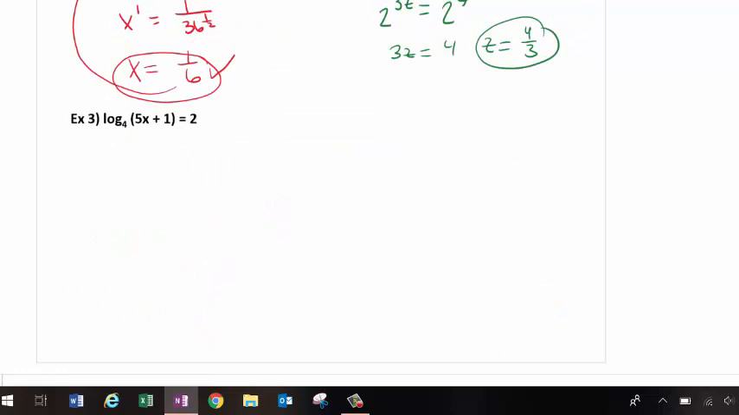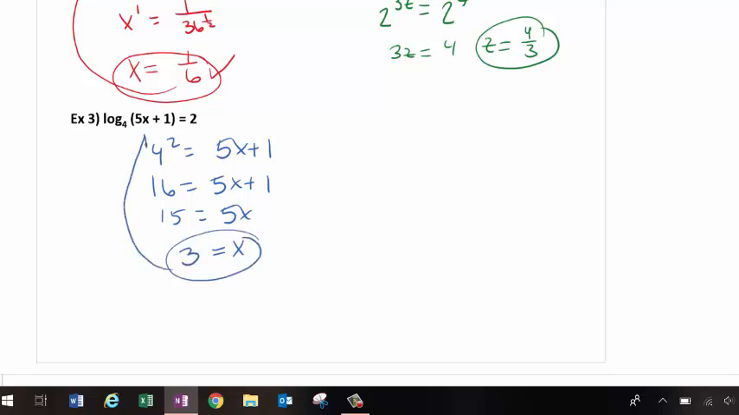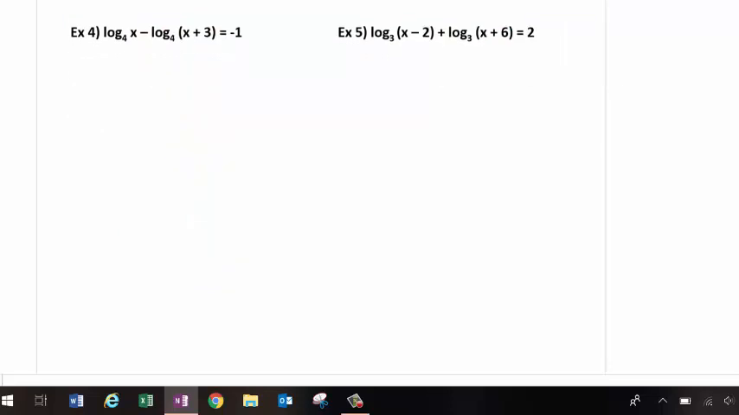Going to number 3, again I'm going to use the definition. 4 squared equals 5x plus 1. Simplify and solve for my variable. So I'm going to subtract 1 from both sides. Divide by 5. Double check because the domain rule on this problem says this whole piece has to be positive. When I plug in 3, I get 15 plus 1, which is 16. That works. 2 more problems to finish page 2.